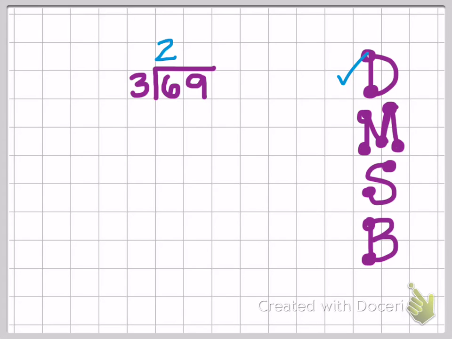Our next step is to multiply. 2 times 3 is 6. We place the 6 under the 6. Make sure it's lined up. Our next step is to subtract. 6 minus 6 is 0. Our next step is to bring down the next digit. We're going to bring down the 9. So now we're looking at this 9.